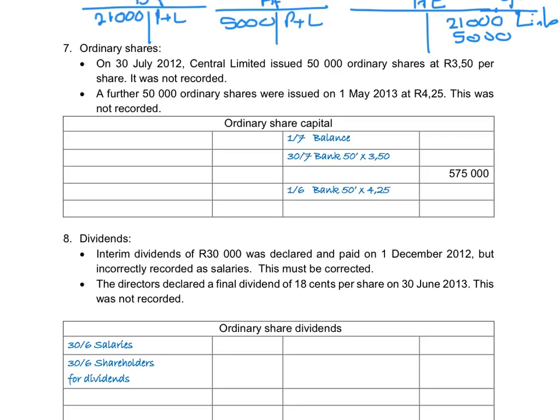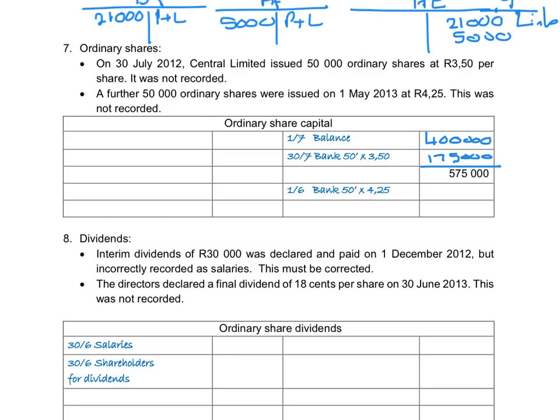So we have to work out how much money did we actually receive when we issued these additional shares, and I will multiply 50,000 with R3.50 to see what was the inflow of money, and that gave us 175,000 Rand. They didn't tell us what was the opening balance. They just gave us the total as 575. If I subtract these two figures from each other, it means that my opening balance was 400,000.